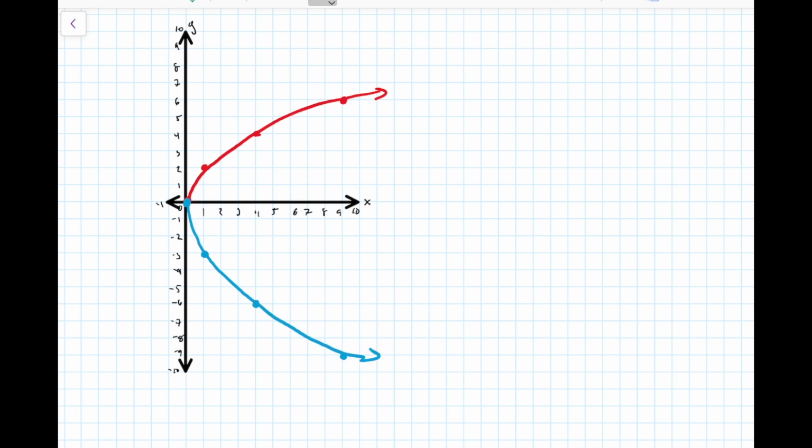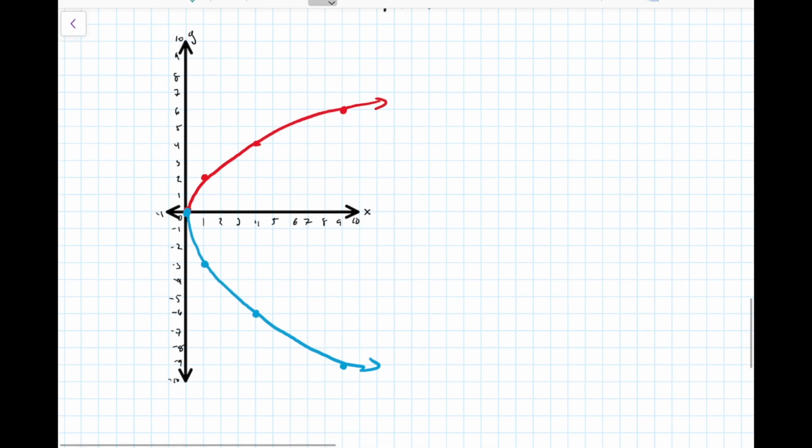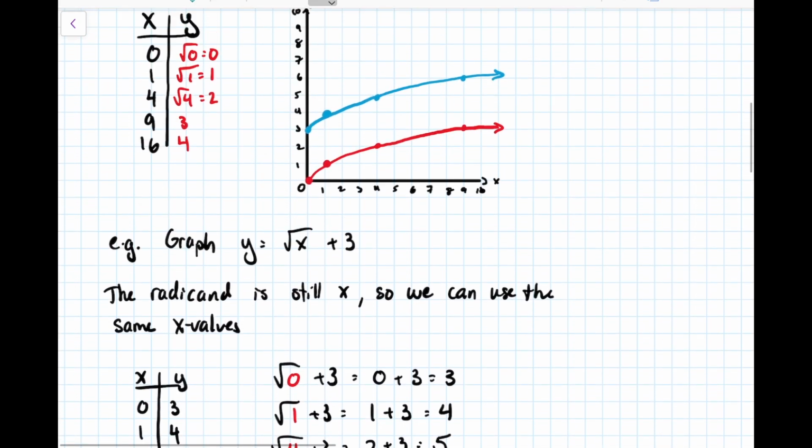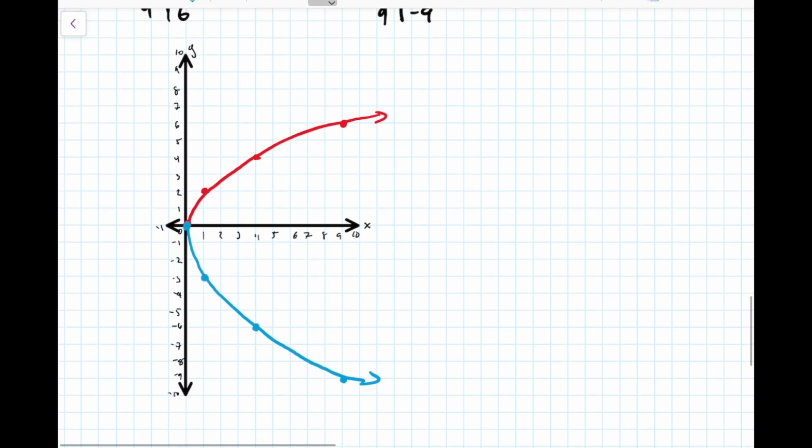And so the shapes are similar, just one's a little bit more stretched than the other. And if you compare those shapes to the previous shapes, again, you'll see a similar sort of curve, but these ones are stretched out more as well.